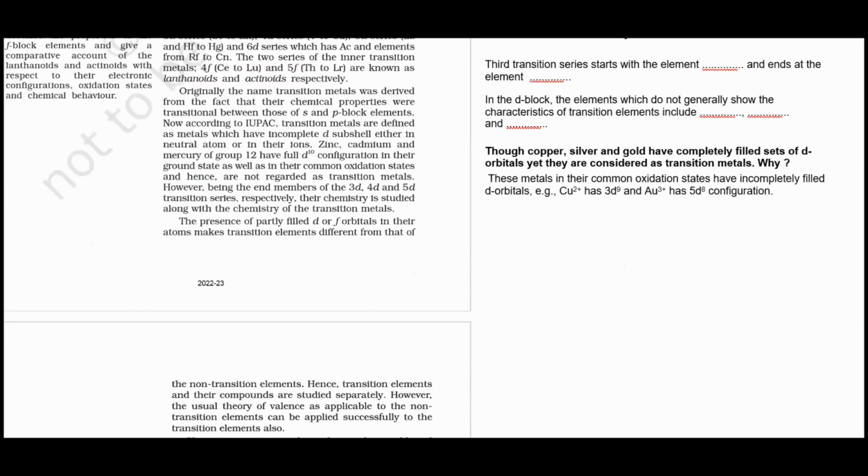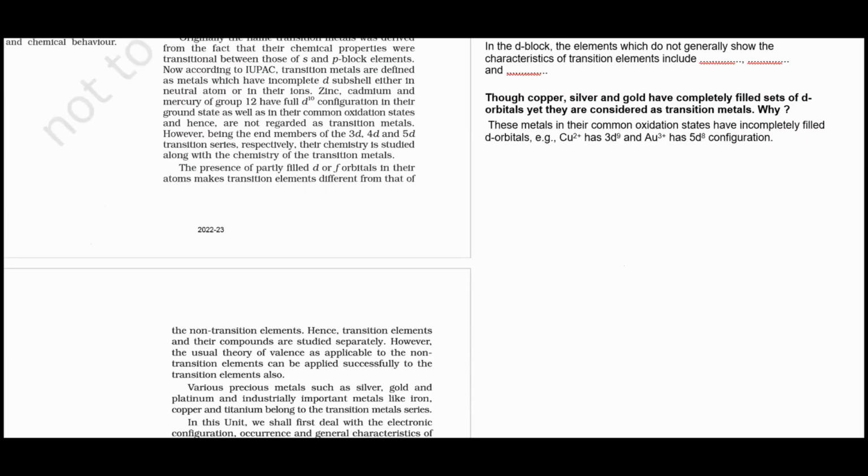Though copper, silver, gold have completely filled sets of d orbitals, yet they are considered as transition elements. You know, the configuration of copper is 4s1 3d10, it is Z=29. And Cu+ also does not have any partly filled d orbitals, but the Cu2+ ion has a 3d9 configuration. Similarly, Au3+ has a d8 configuration. Hence, copper, silver, gold are considered to be transition elements.